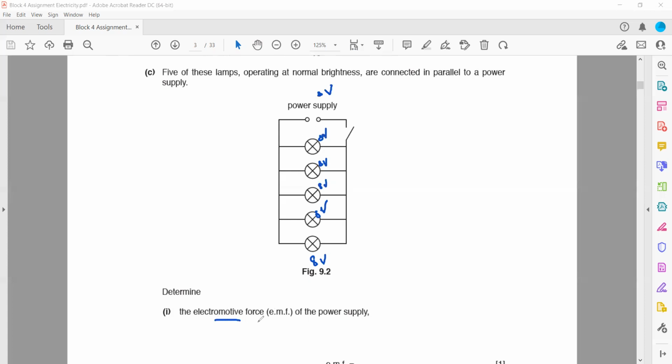So what is the electromotive force of the power supply, or the voltage of the power supply? That's also 8, because whenever components are connected in parallel to the supply, they all have the same voltage as the supply.